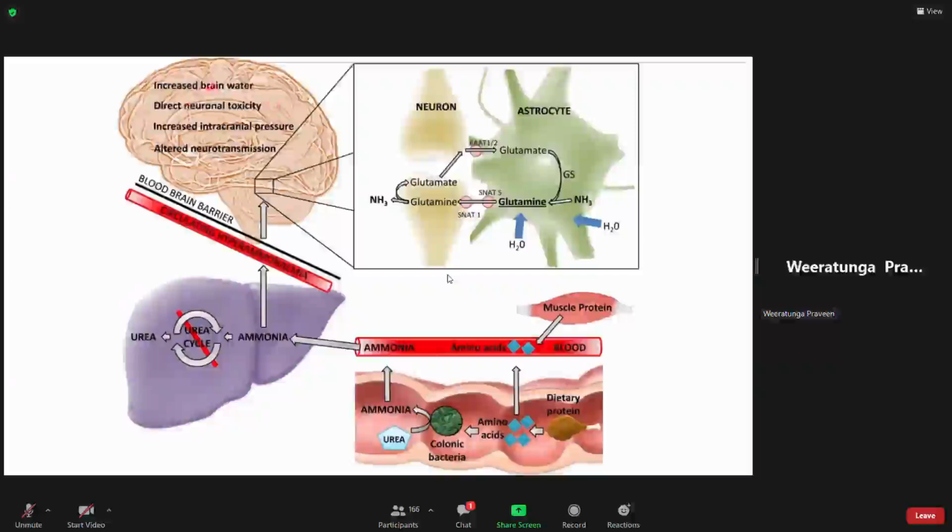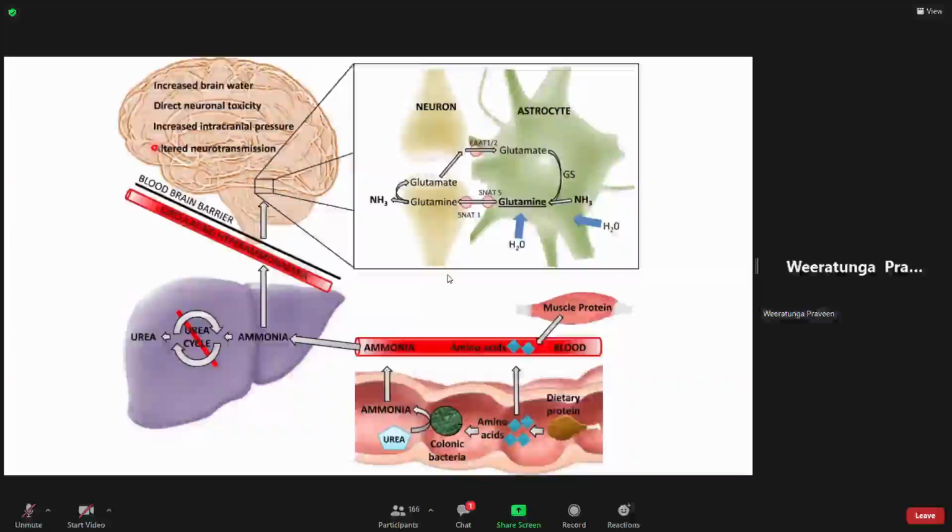In the brain, ammonia causes swelling of the brain. Direct neuronal toxicity and increased intracranial pressure. So there is swelling, neuronal damage, and increased intracranial pressure. It also alters the neurotransmitters in the brain. Mainly GABA increases. Gamma amino butyric acid increases.